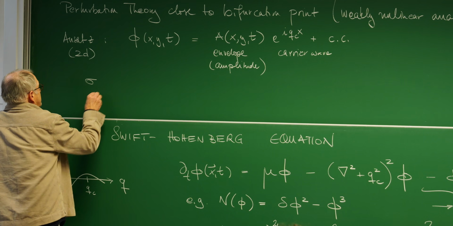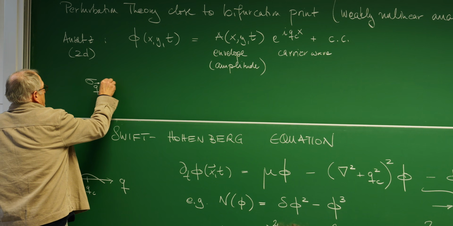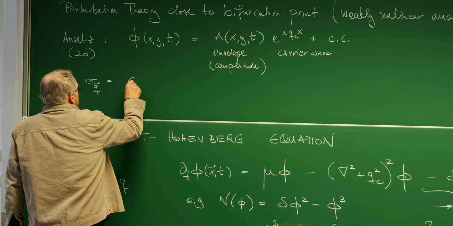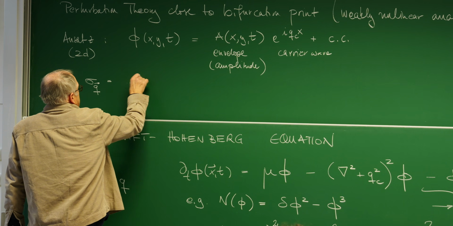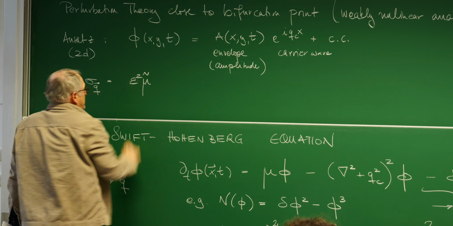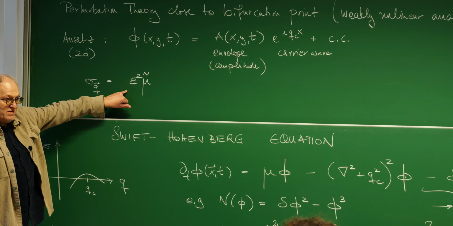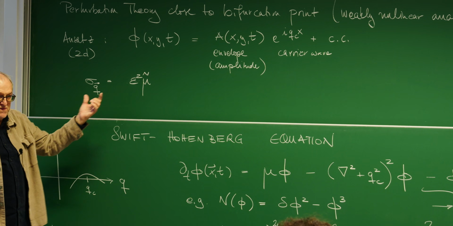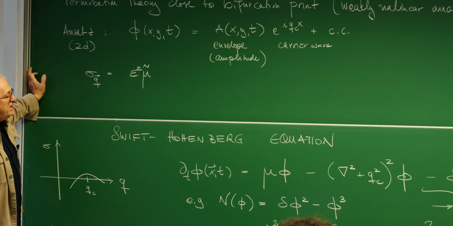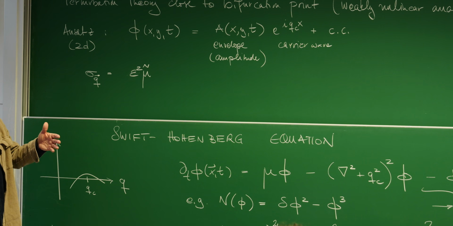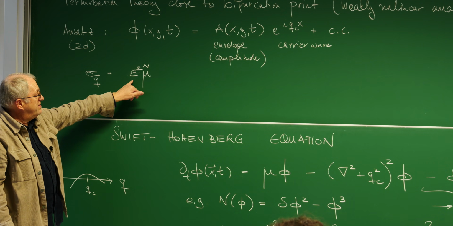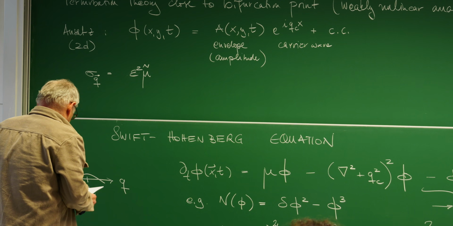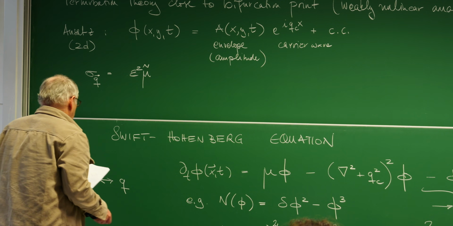Now let's look at the dispersion relation, sigma of q. Sigma of q is mu, or if I write it out, epsilon squared mu twiddle. And I do that, let me emphasize again, to do bookkeeping about my distance from the critical point, and bookkeeping how the various terms scale with the distance from the critical point. This is my reference. I want it such that epsilon squared is scaling the parameter mu.